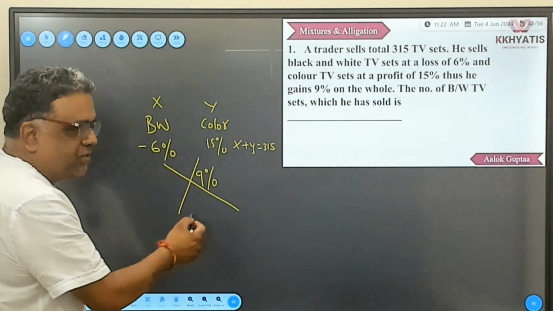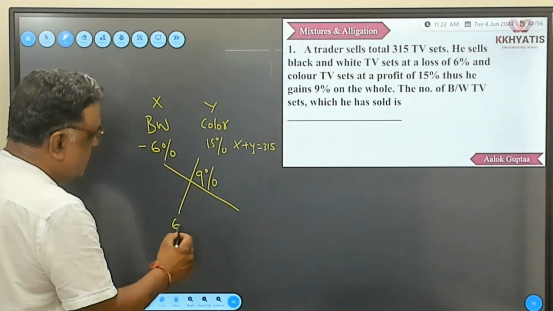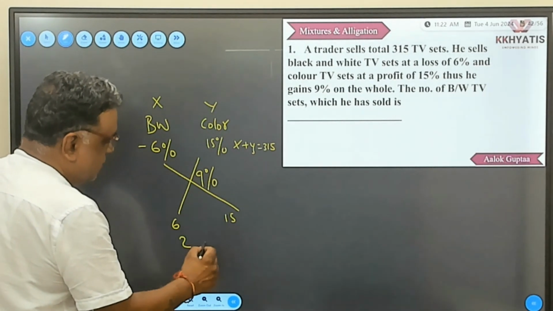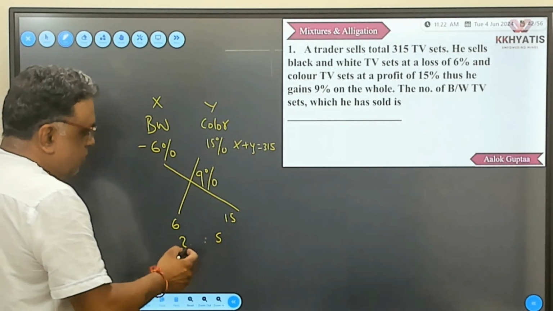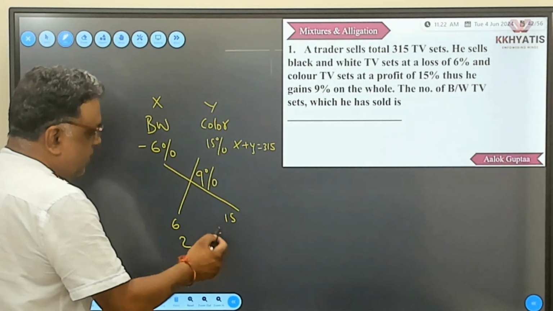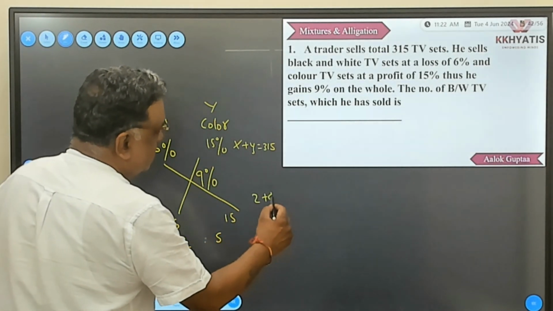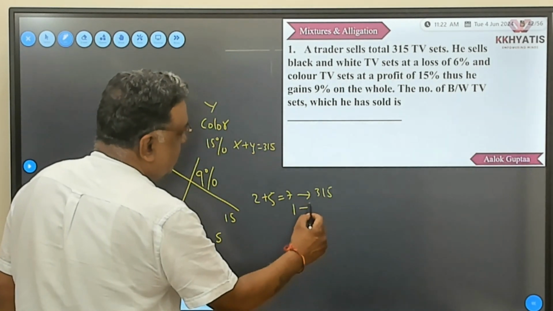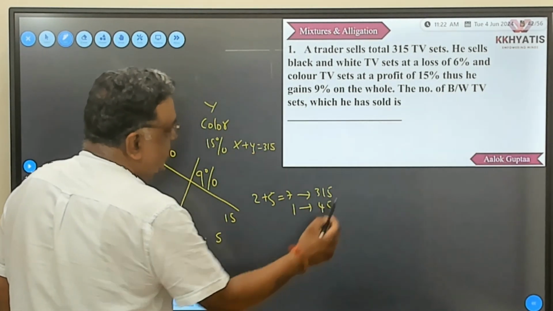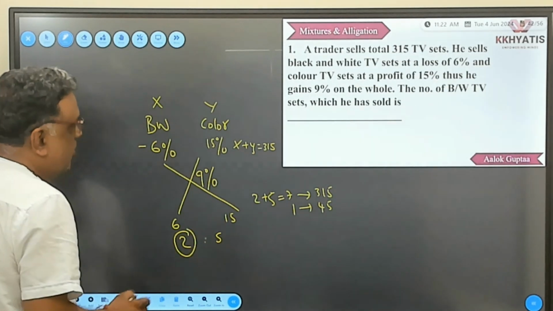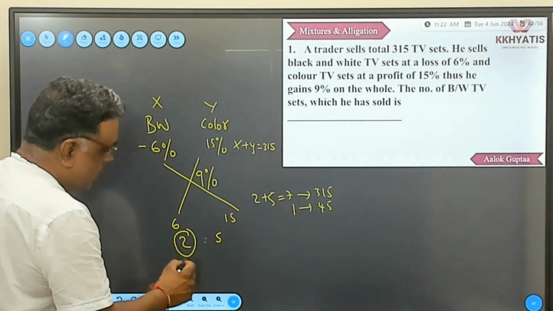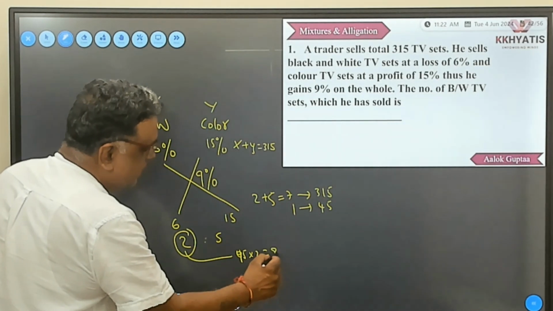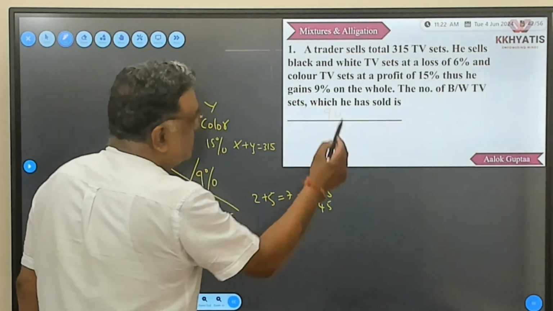So we'll apply alligation on this. So this will be 6, this will be 15. So this will be 2, this will be 5. So the total in terms of ratio is 7, whose value is given as 315. The value of 1 will be 45. I've been asked the quantity of black and white, which is 2. So that will be 45 into 2, which is 90. So 90 black and white TV sets are sold.